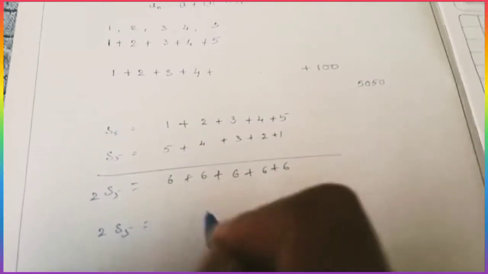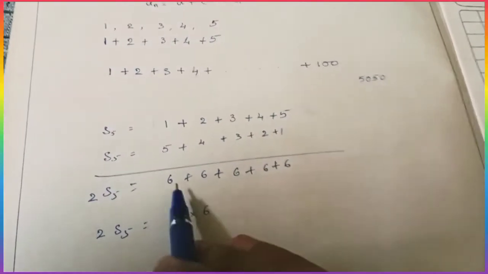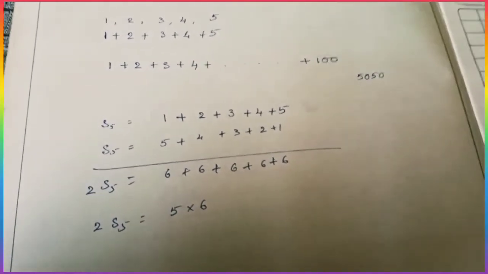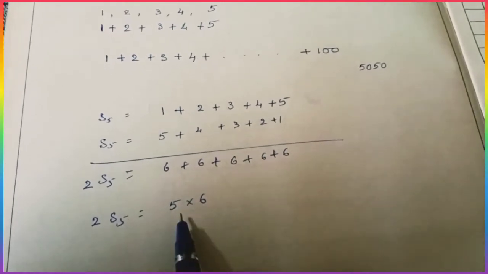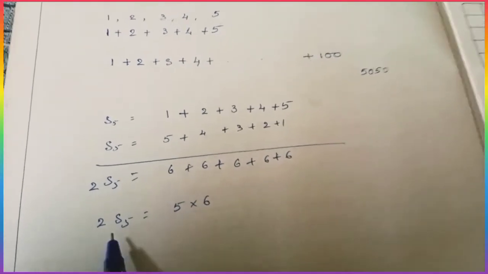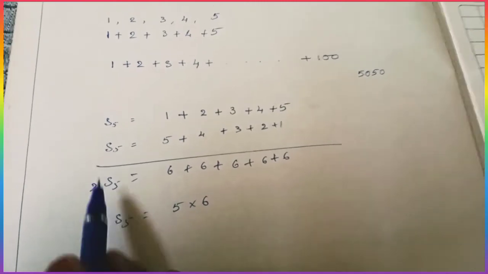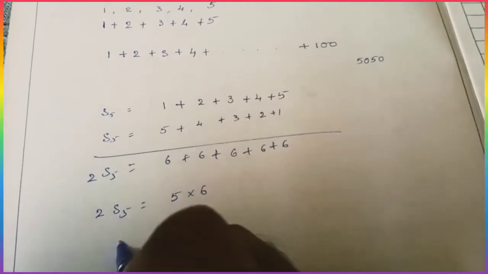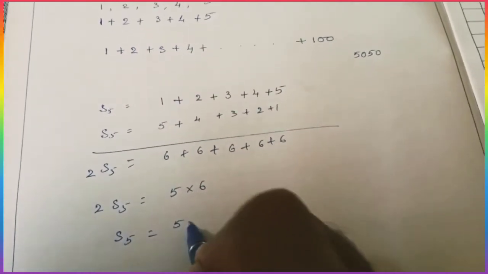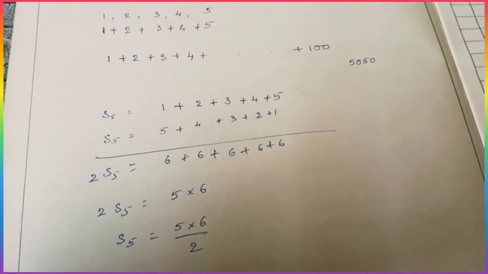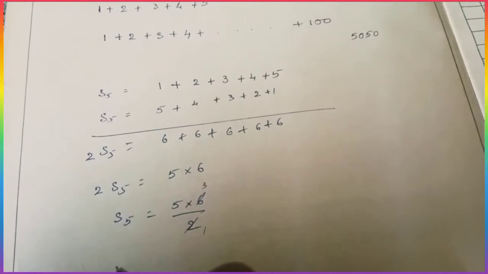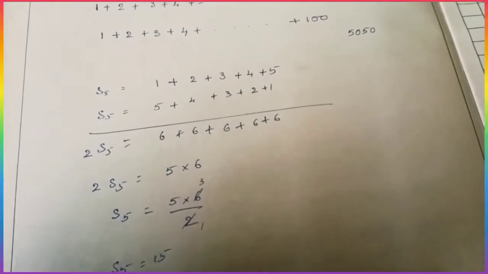2 into S5 is equal to 5 into 6, instead of writing 6 plus 6 plus 6. It is just like a table, 5 into 6. What we needed here is only the sum of 5 terms. We don't need the sum of 2 into S5 terms. So S5 is equal to 5 into 6 by 2. If you cancel, 2 ones are 2, 2 threes are 6, so the sum of 5 terms is 15.